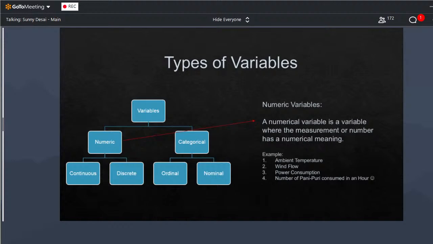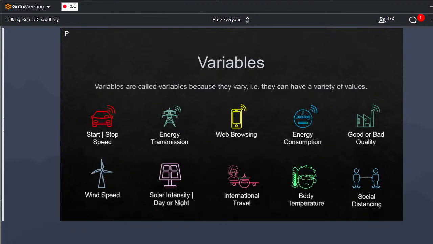Can we define a variable in one statement? Okay, now can you please read the slides?